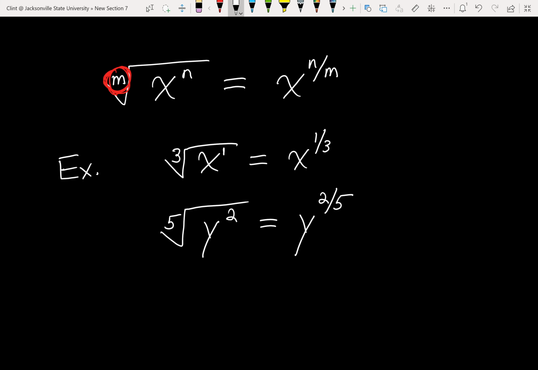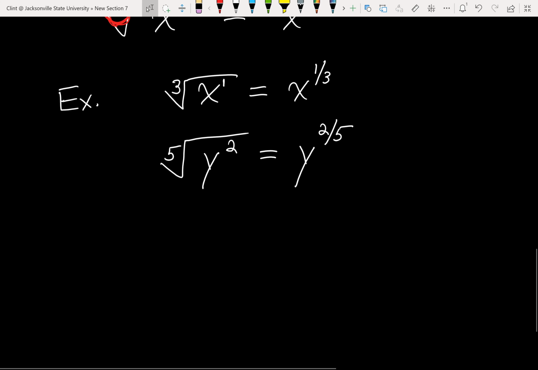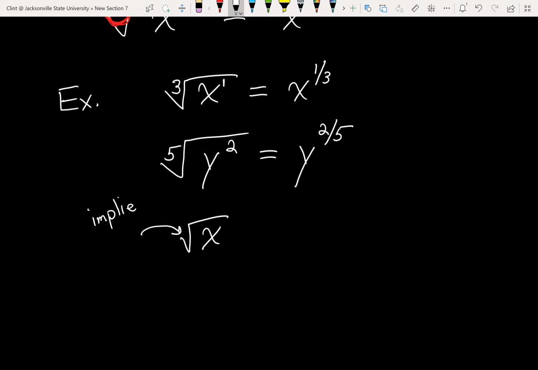Okay, and then one that's easy but can look confusing: what if we just have the square root of x? If you don't have a number written out here, that means it's implied, it's just understood that the square root's index is 2. So square root of x would be x to the 1/2 power.